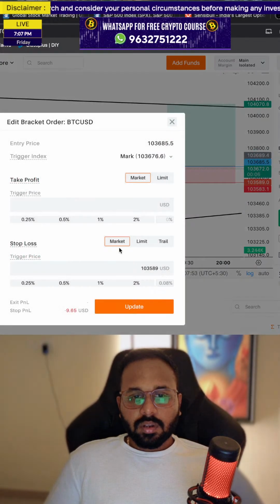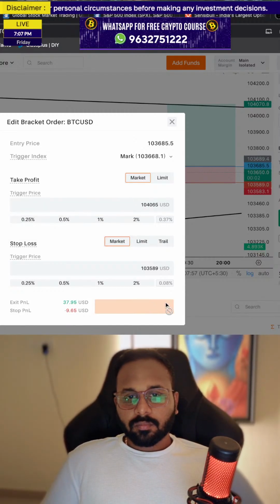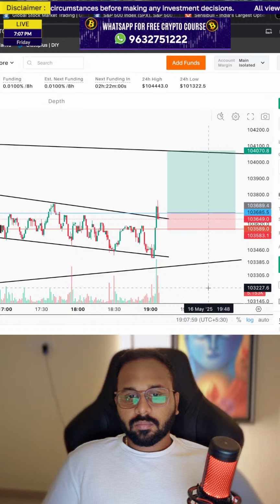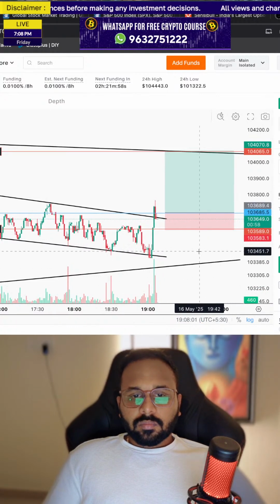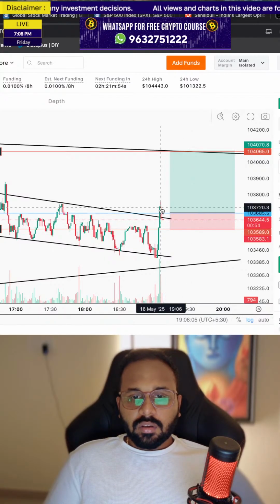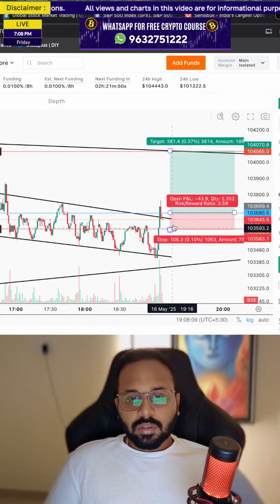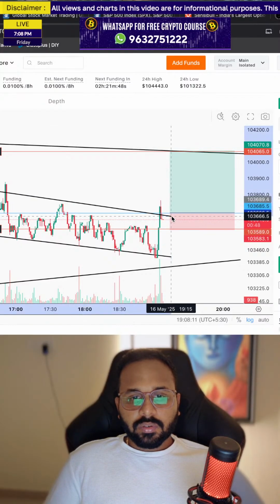Place the target here. Slight correction. Is it going to convert to a false breakout? Anyways, we'll look into it.